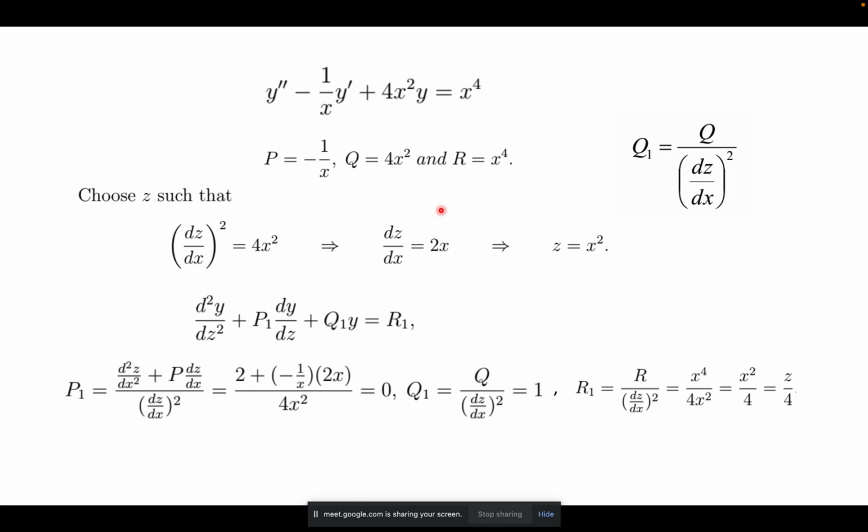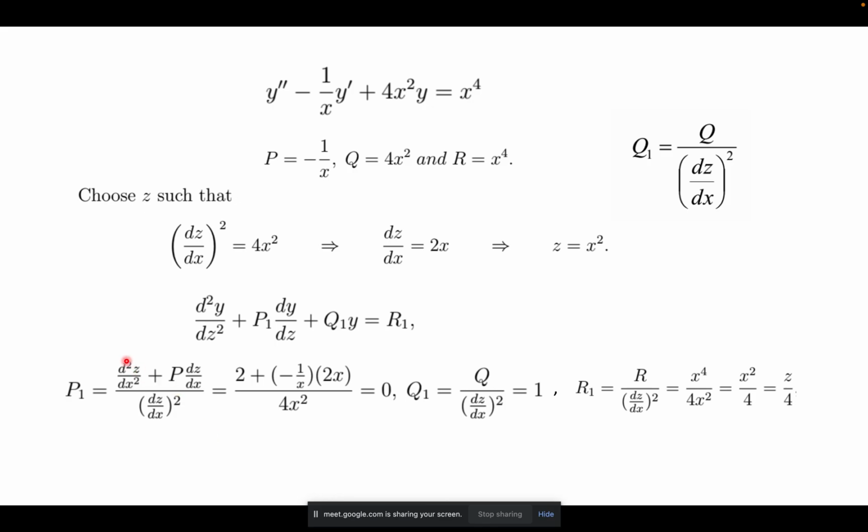Because the integration of x dx will be x square by 2, and there is already a 2 appearing as a coefficient, so you have the value of z equal to x square. Now once you have the value of z, you need to compute the value of p1. From the formula, the value of p1 is (d square z by dx square plus p dz by dx) upon (dz by dx) whole square, right?